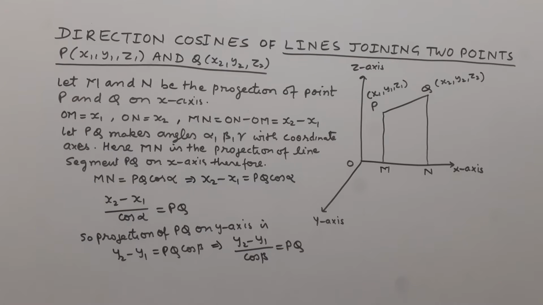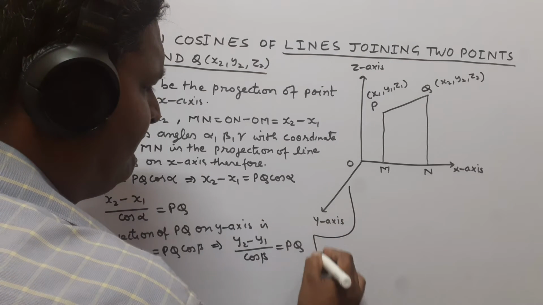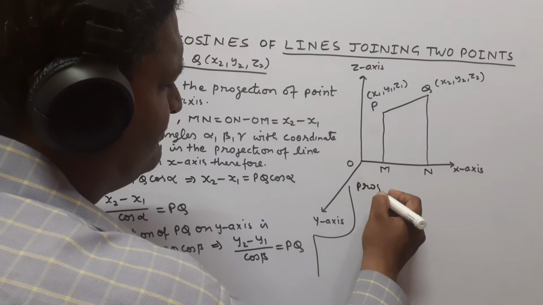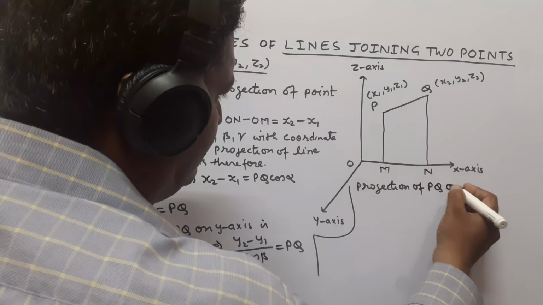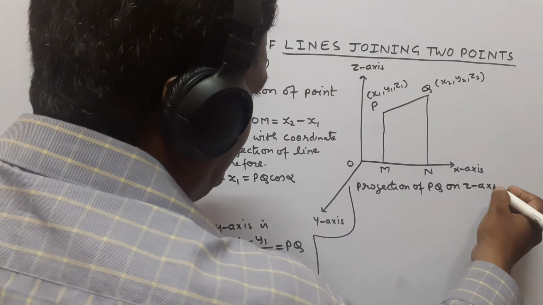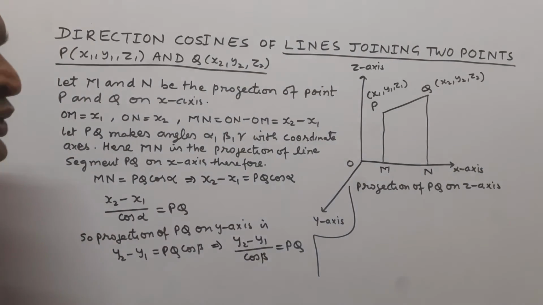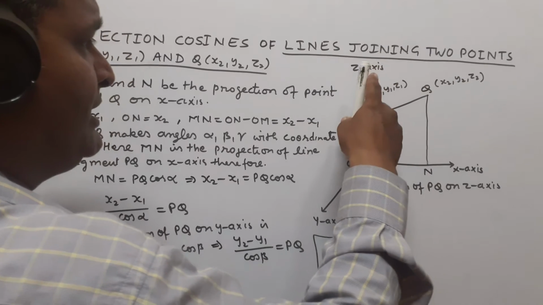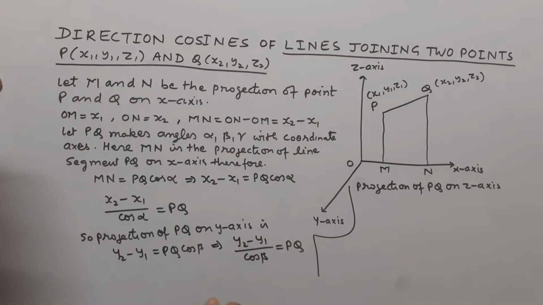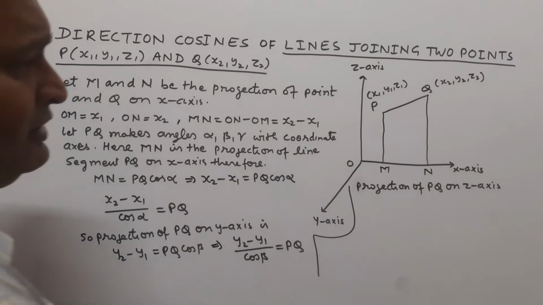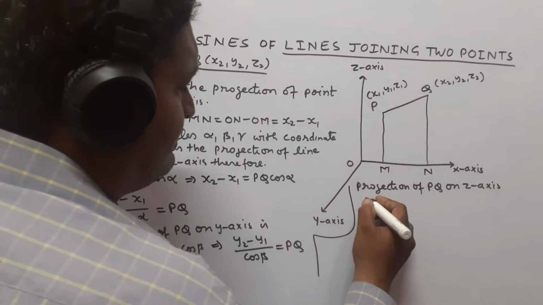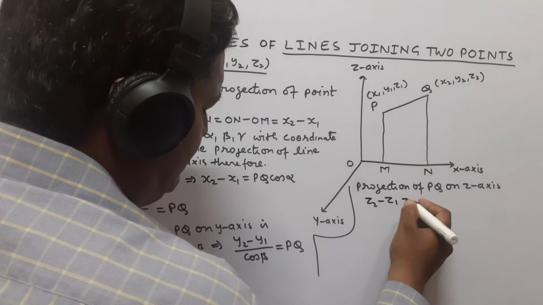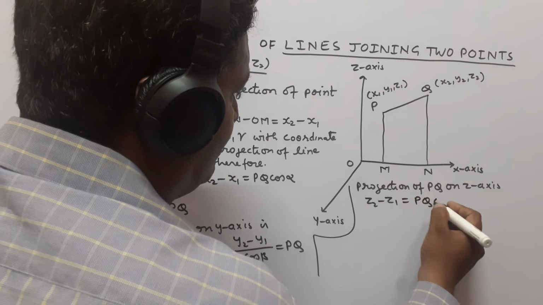Now again we find the projection of PQ on the z-axis, and we know that this line segment PQ makes angle gamma with the positive direction of the z-axis. So the projection of PQ on the z-axis is z2 minus z1 is equal to PQ cos gamma.